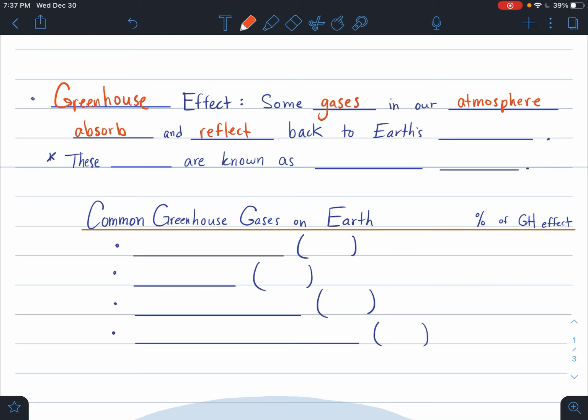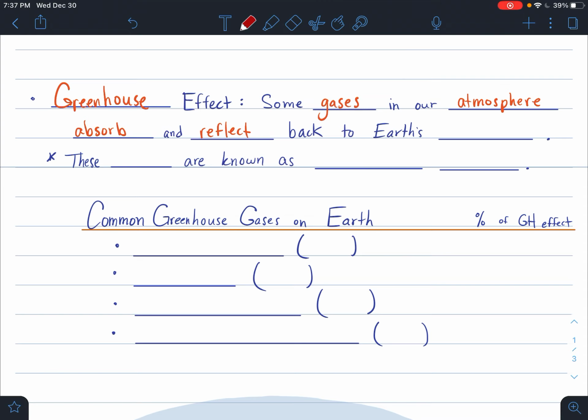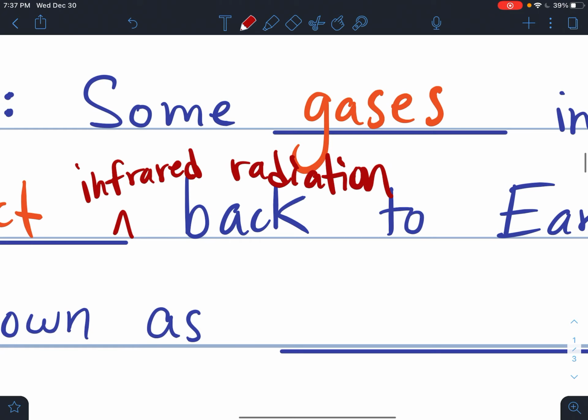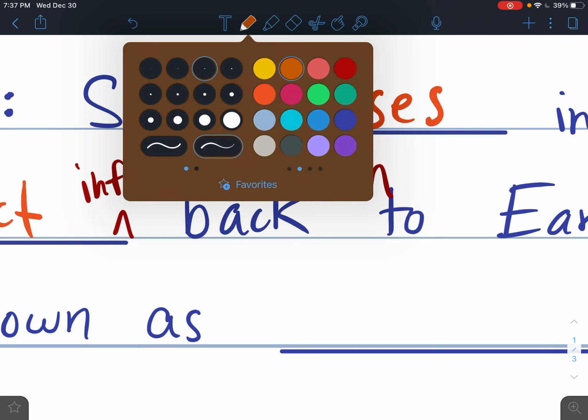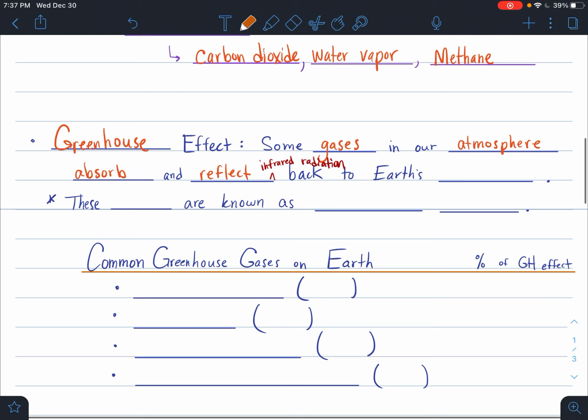But what are they absorbing and reflecting? Well, something I forgot to add here is they absorb and reflect infrared radiation. Okay, let's zoom in on that. Infrared radiation, that's important because that's heat. See how I drew that there in red? Infrared radiation is the heat type of radiation on the electromagnetic spectrum. Infrared is how we call it heat as humans. So some gases in our atmosphere absorb and reflect infrared radiation back to Earth's surface.